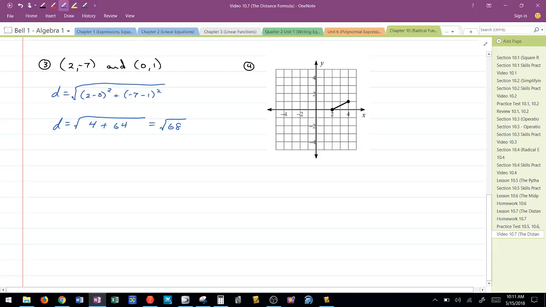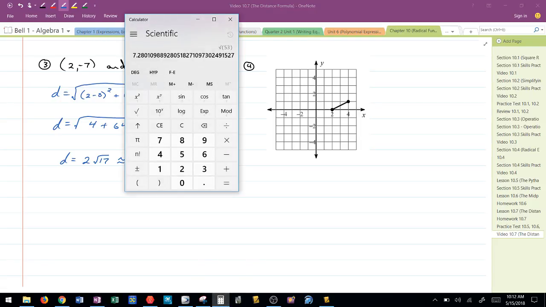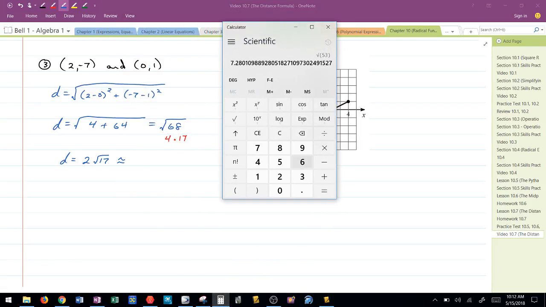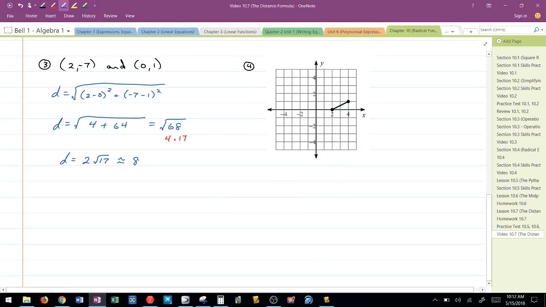Now the square root of 68 I feel like can be simplified, so I'm going to think about this. I know that 68 is 4 times, is that 17? Yeah, 4 times 17. So I can simplify this, and I should, to 2 radical 17. Not 16, 17. But it's still in radical form, so I'm also going to go ahead and approximate it. I'm just going to simply type in the square root of 68. And that would be 8.25 approximately. So I not only have the simplified radical form, but I also have an approximation.